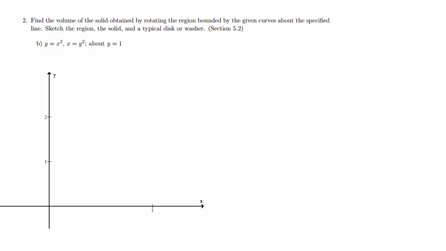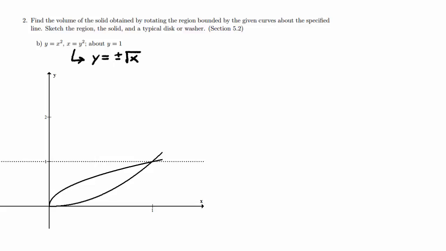I'm going to pull out a graph, and I'm going to graph y equals x squared first. And then in order to graph x equals y squared, I am going to rewrite this as y equals plus or minus root x. Now in this case, I'm only going to have to use the positive root x. I'm going to put that in there now. The axis of revolution is y equals 1, and we're going to rotate around that, so I'm just going to draw it here. And I'm going to do a reflection over the axis of revolution, and that would be my solid. This is the area that I'm rotating.